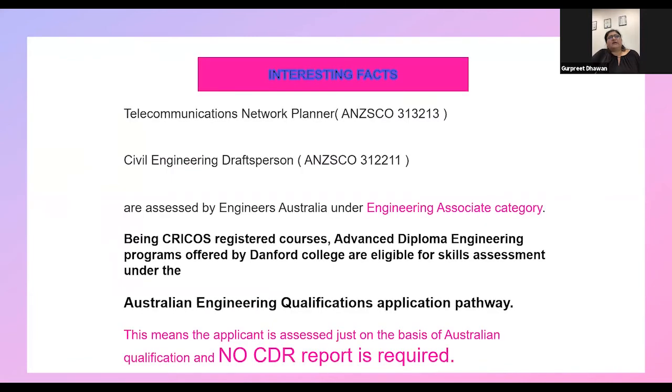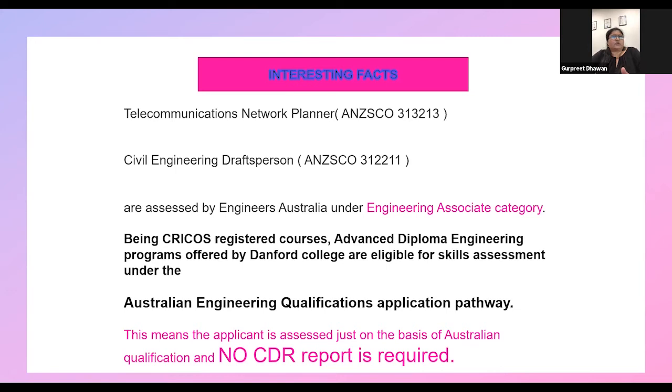So it is exactly the same as for telecommunication: you don't need to write the CDR reports for the engineering associate category. And as Amrit ji has already explained, in this category the English is also pretty much waived. After completing the qualification, a student can get the full skill assessment on the basis of just the Australian qualification. However, for visa purposes, they have to satisfy the GSM English requirements separately. We are talking about only the skill assessment.